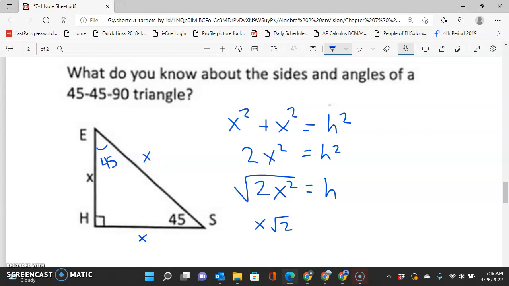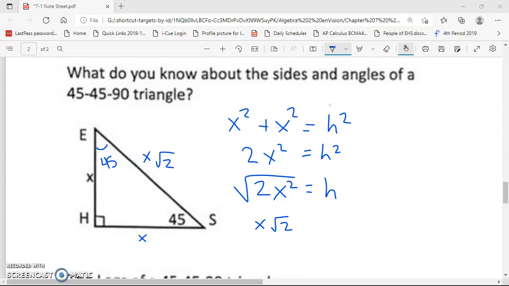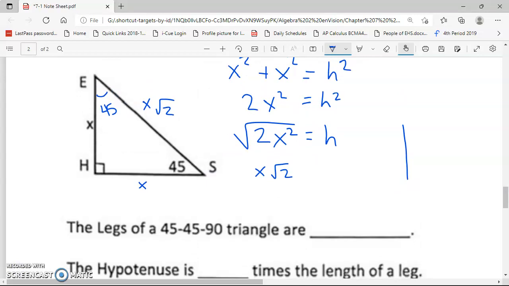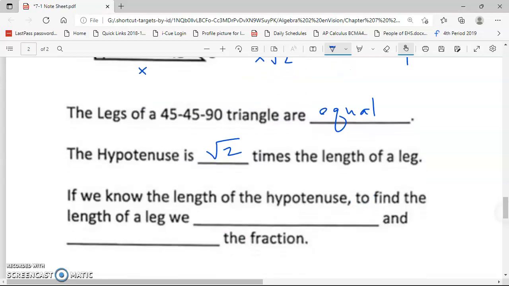And so this relationship, whether you remember it because of the Pythagorean theorem or you remember it because it's always true about a 45-45-90 triangle, the hypotenuse is going to be the square root of 2 times the other side lengths. So I can use that information. So we're going to fill in the blanks here. The legs of a 45-45-90 triangle are equal. The two legs are going to be the same size. And the hypotenuse is the square root of 2 times the length of a leg.